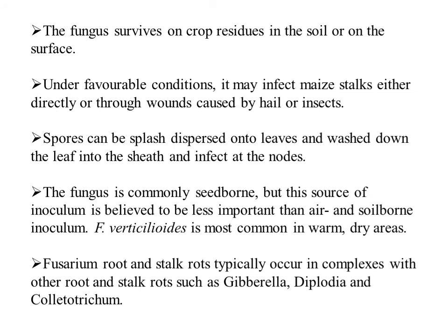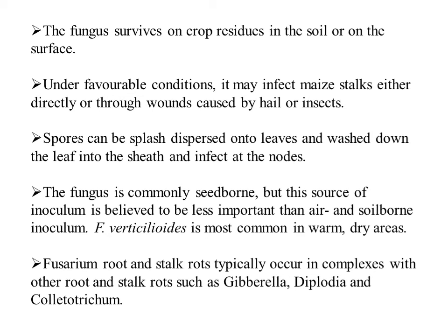The fungus survives in crop residue in the soil or on the surface. It may infect maize stalks directly or through wounds caused by insects. Spores may be dispersed onto leaves and washed down into the leaf sheath and infect the nodes. The fungus is commonly seed-borne, though the seed source of inoculum is believed to be less important than air and soil-borne inoculum. Fusarium verticillioides is most common in warm and dry areas.